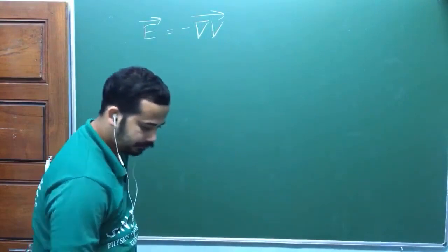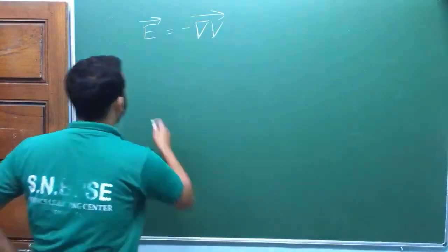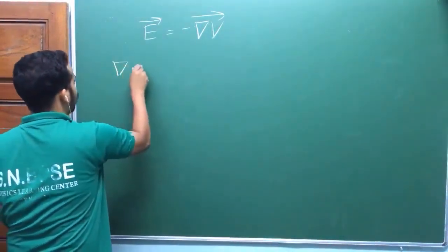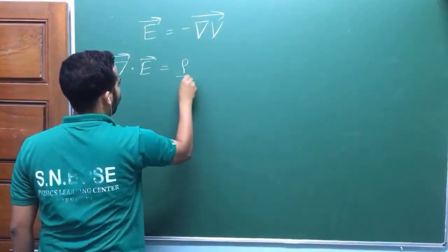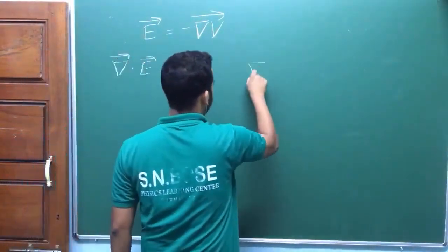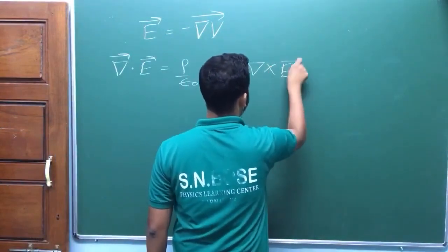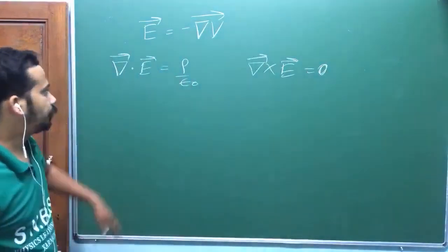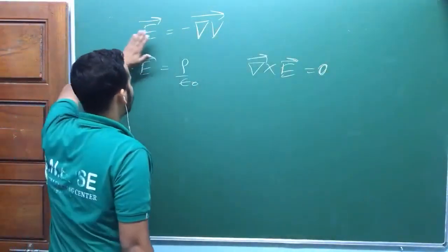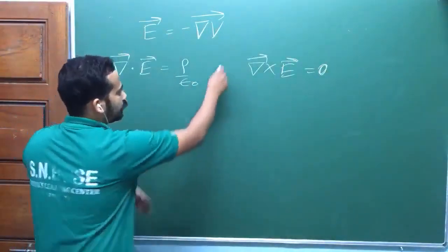So now we shall take the other two equations. Del dot E is equal to rho by epsilon naught. Del cross E is equal to 0, isn't it? Now, obviously, if you have this relation, you need to work out this part. This is obvious, am I right?